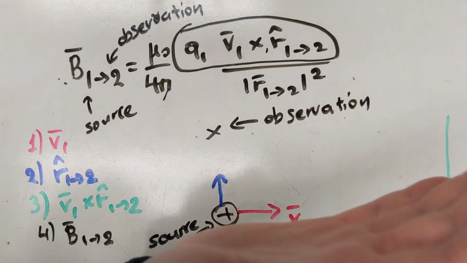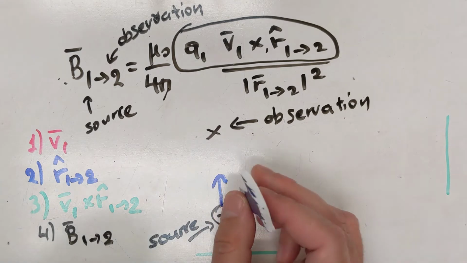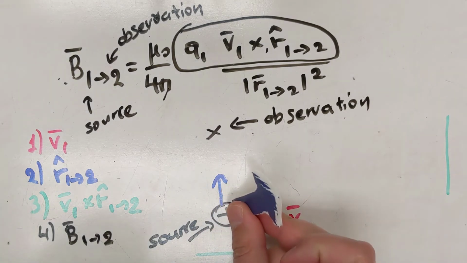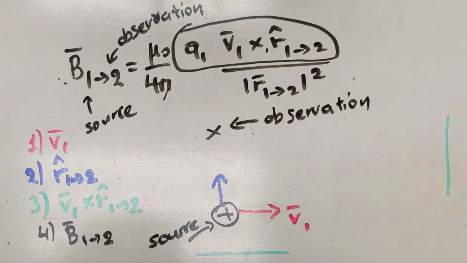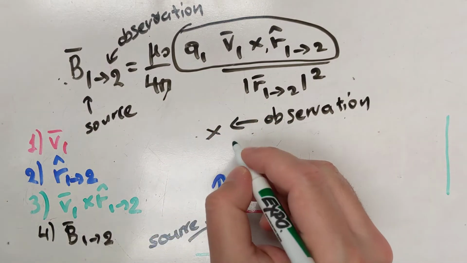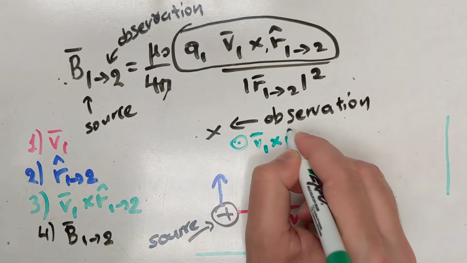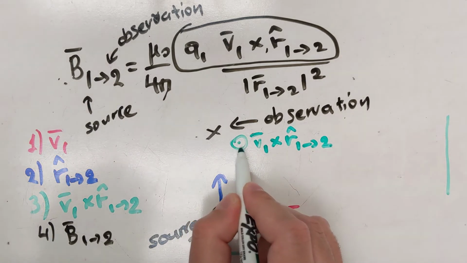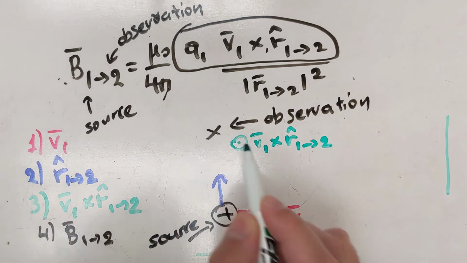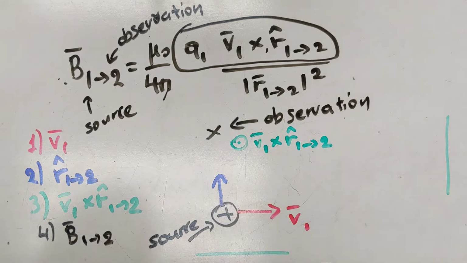If I do towards V, towards R hat, then my thumb goes up, means that this here is the direction of the cross product. It's going out of the page. So with green, for this point over here, the cross product V1 cross R hat from 1 to 2 goes out of the page. The dot with a circle around it means that the magnetic field here points this way, towards you.